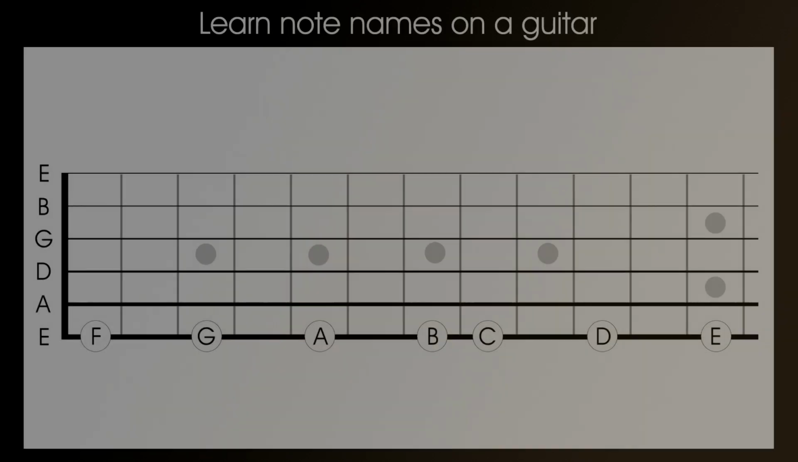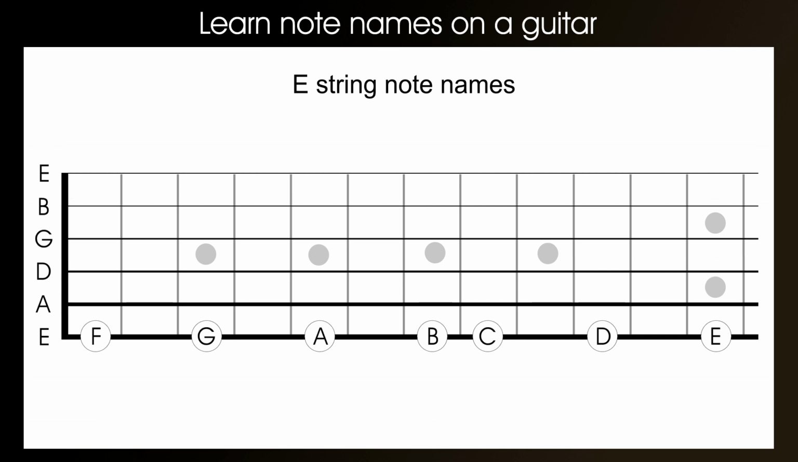The next step is to memorise the name of the notes on the bottom E string. Even if you don't want to learn to read music or don't want to study theory, it's important that you know the names of these notes. E-shaped bar chords and many of the scales get their names from the bottom E string.